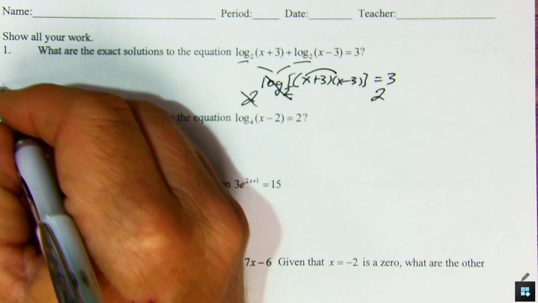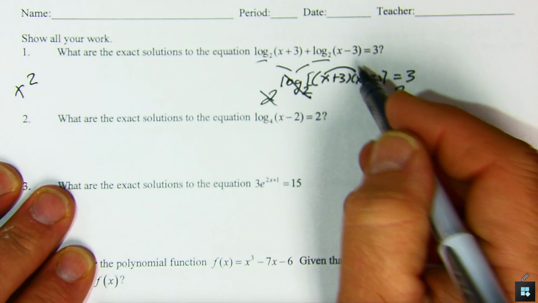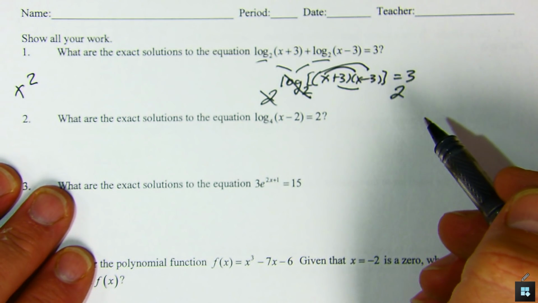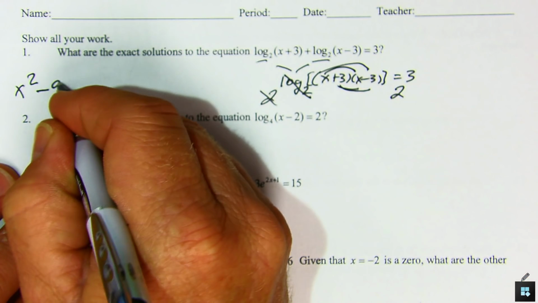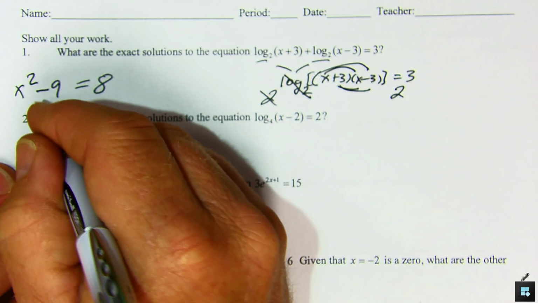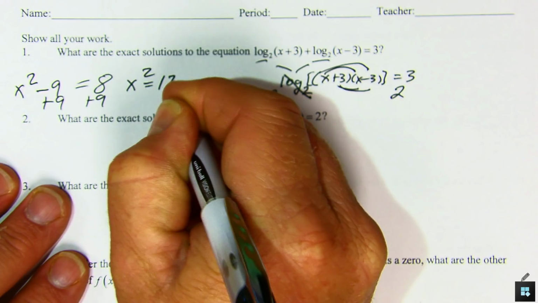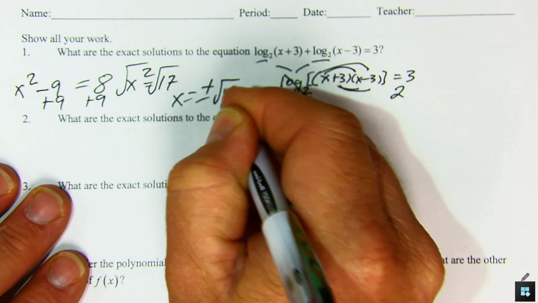And I get x plus 3 times x minus 3. X times x is x squared. X times negative 3 is a negative 3x. 3 times x is positive 3x. Those will cancel. 3 times negative 3 is negative 9, equals 8. Now, I could add 9 over. I would get x squared equals 17. Take the square root. And I get x equals plus or minus the square root of 17.